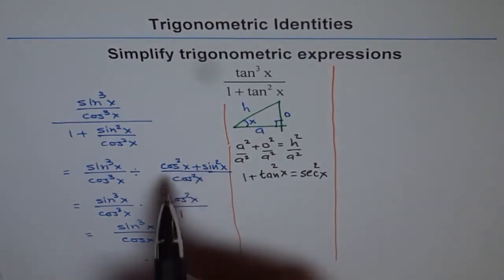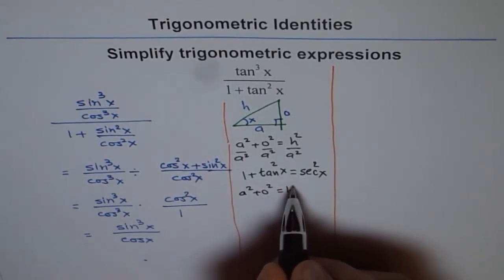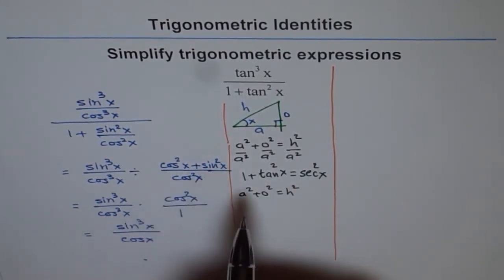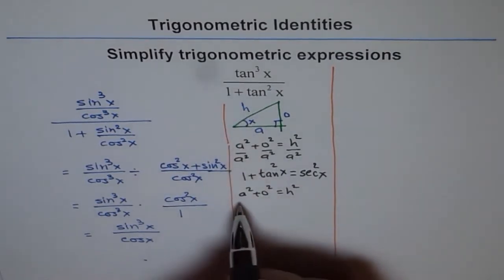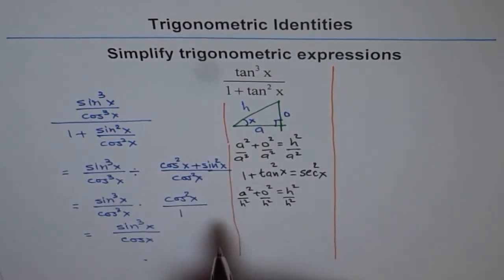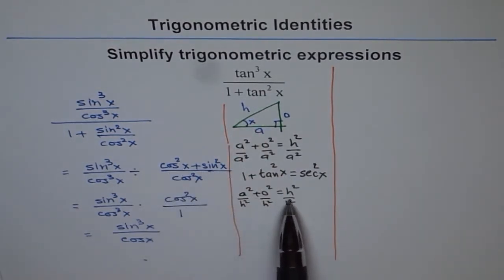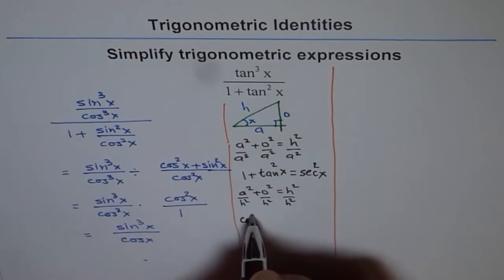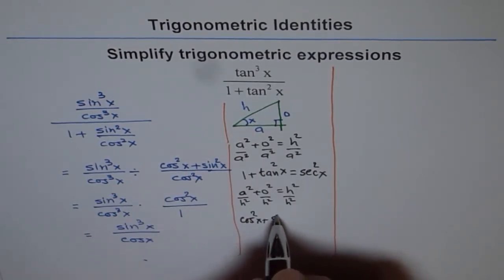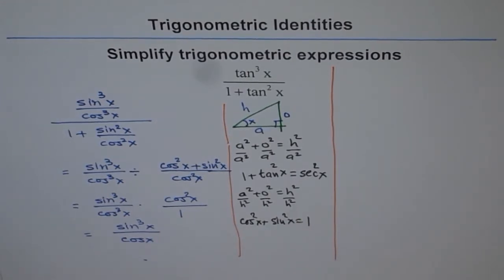In this case, what do we do? Here we divide by a square, you get a square plus o square equals h square, and to get cos and sine we divide by the hypotenuse, right? So h square. And when you do that, so a over h is cos, so cos square x plus sine square x equals 1. That is what we get. So remember these are Pythagorean identities, right, which we are using.